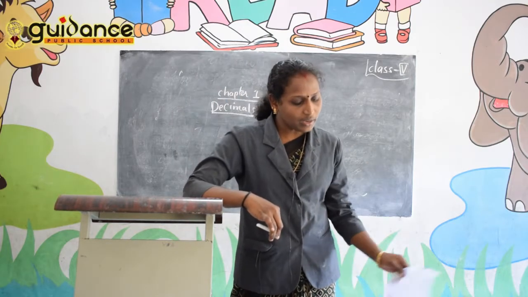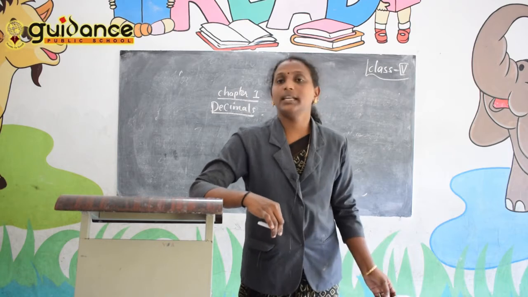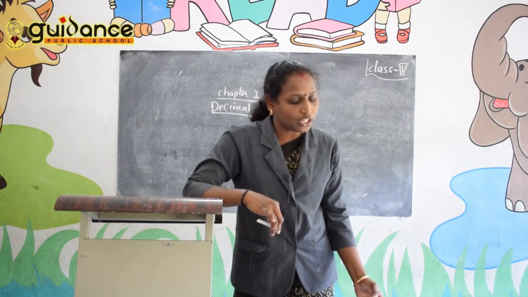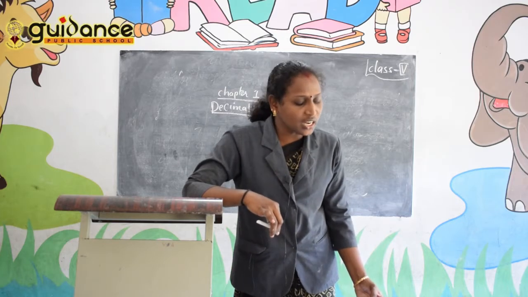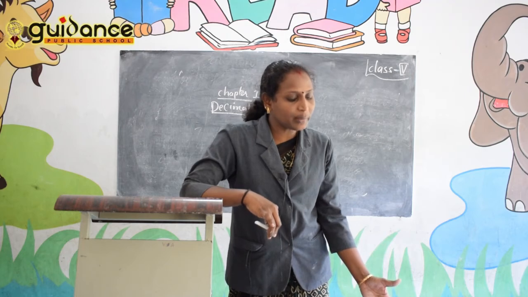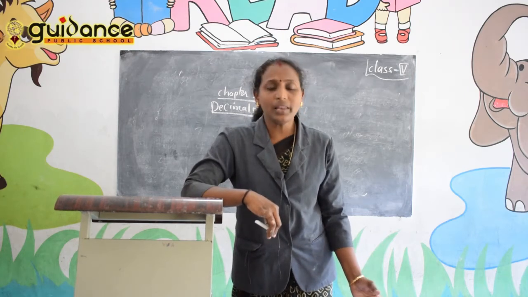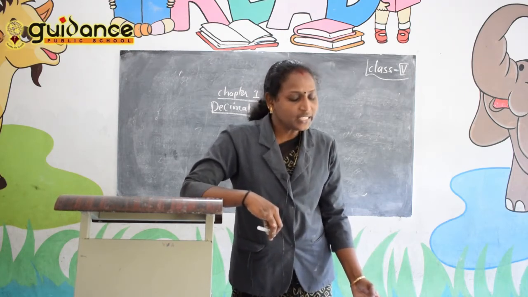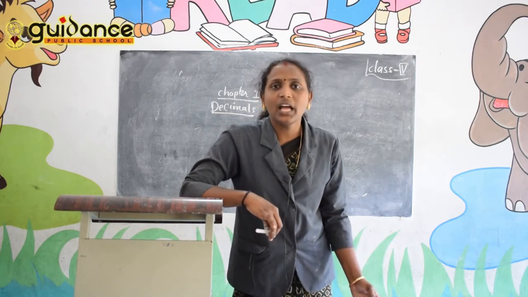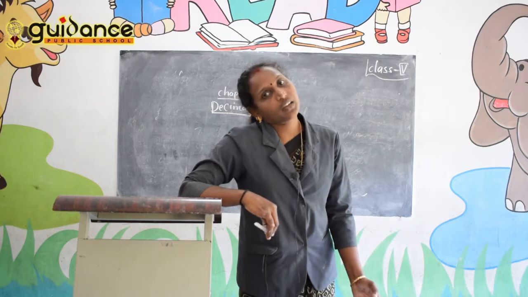So what is a decimal? The decimal numeral system is the standard system for denoting integer and non-integer numbers. So what is a decimal number system? The decimal numeral system is the standard system for denoting integer and non-integer numbers.